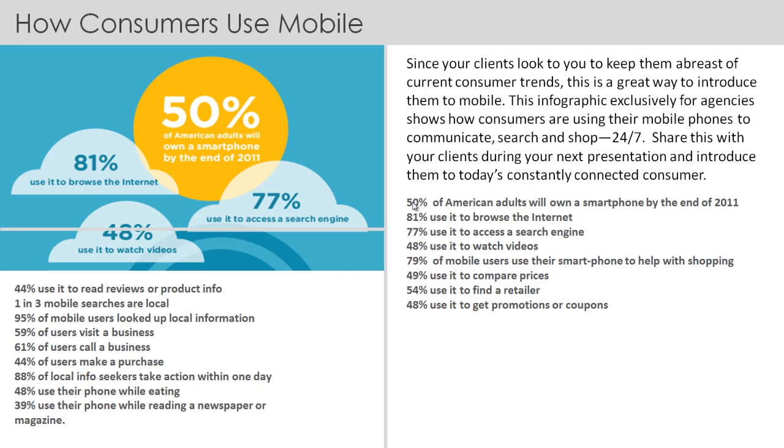77% use it to access a search engine, 48% use it to watch videos, 79% of mobile users use their smartphone to help with shopping, 49% use it to compare prices, 54% use it to find a retailer, and 48% use it to get promotions or coupons.